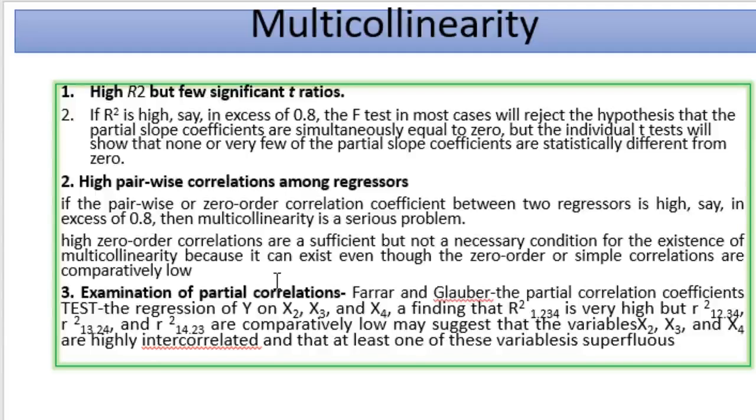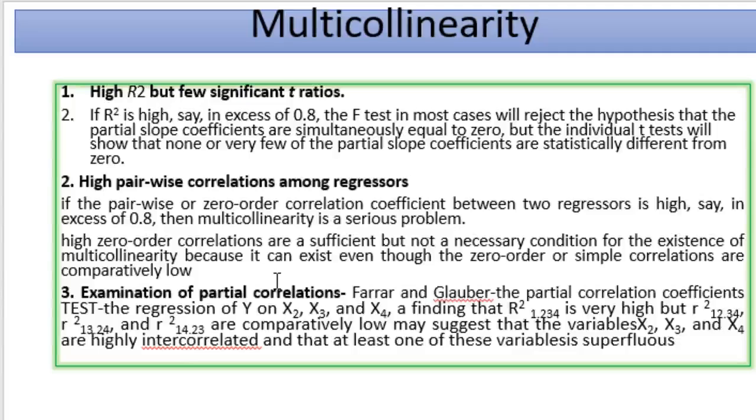Then the second one is pairwise correlation among the regressors. If the pairwise or zero order correlation coefficient between two regressors is high, in excess of 0.8, then there is multicollinearity. High zero order correlations are a sufficient but not a necessary condition for the existence of multicollinearity, because it can exist even though zero order simple correlations are comparatively low.